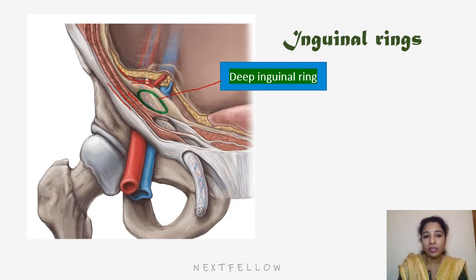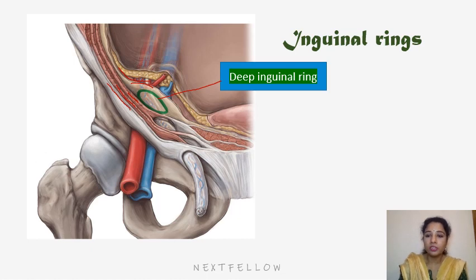So the deep inguinal ring is an aperture present in the fascia transversalis, which is an oval-like opening, and it continues with the inguinal canal as the internal spermatic fascia. So this fascia transversalis continues as the internal fascia of the structures passing through the inguinal canal.